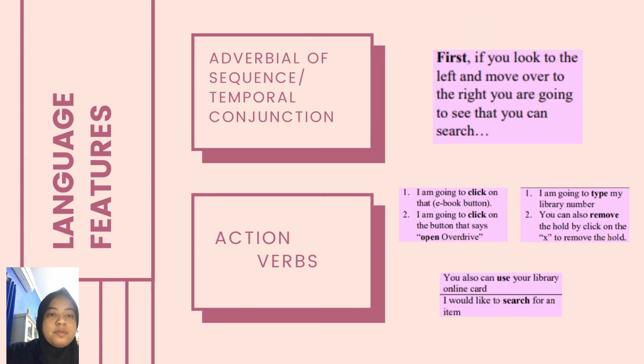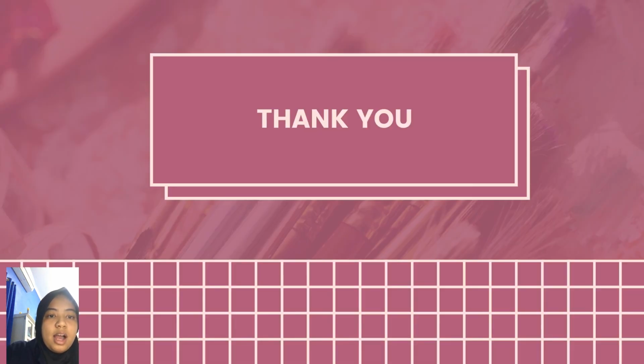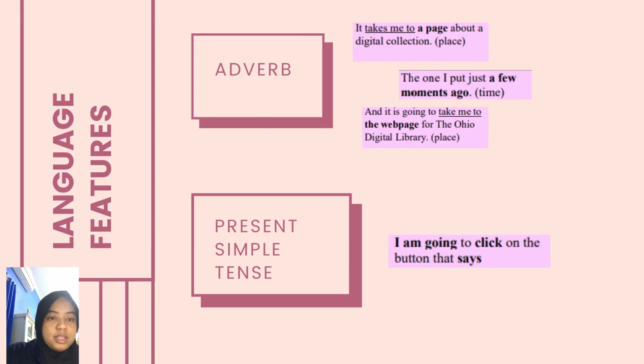For the action verbs, the first one is I'm going to click on that. I am going to click on the button that says Open Overdrive. I'm going to type my library number. You can also remove the hold by clicking on the X to remove the hold. You can also use your library online card. I would like to search for an item. And the last one is the present simple tense. I am going to click on the button that says.